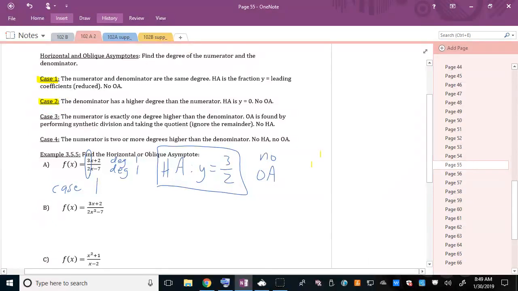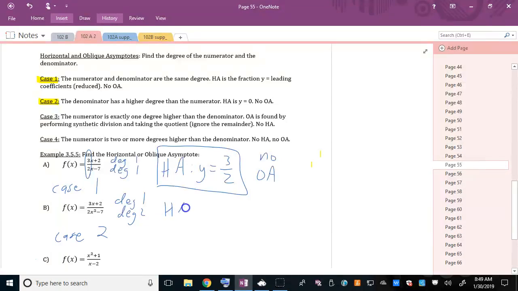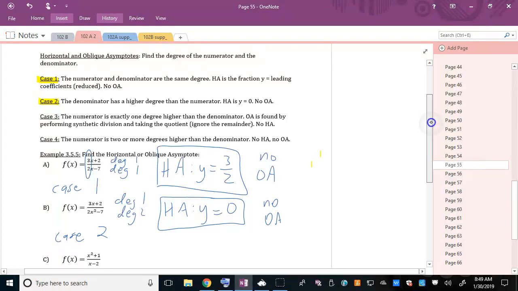So here the denominator has the higher degree. So let's look down at part B here. So that numerator is degree 1. The denominator is degree 2. So the denominator has the higher degree. We are in case 2. There is no computation here. This is straight up memorization. My horizontal asymptote is the x-axis, is y equals 0. And once again, just in case I ask you this on a test, there is no oblique asymptote there.